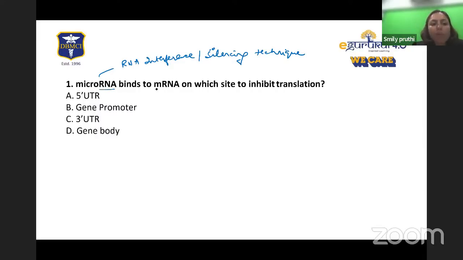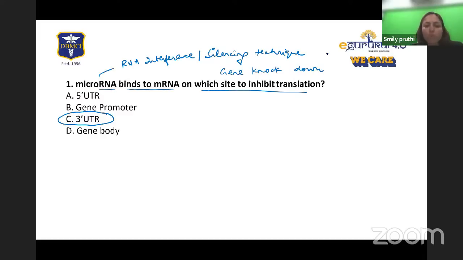So microRNA binds to mRNA on which site to inhibit translation? It binds to the 3' end of the mRNA, right? Now, this is also called gene knockdown. So there is one more question on this topic.